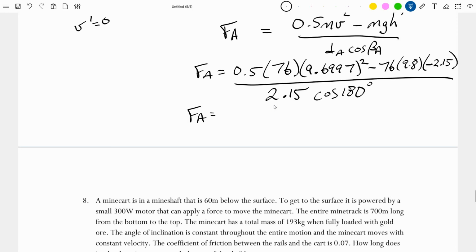Okay, 0.5. Actually, brackets. 0.5 times 76 times, actually I'll just hit answer because I think it's there. Yes, it is. So, brackets 0.5 times 76 times the answer that was sitting there, but I don't forget to square that. Subtract 76 multiplied by 9.8 multiplied by negative 2.15, close bracket. Whew. Okay, so that's my numerator. Divide by, open up brackets, 2.15 times, well, ultimately negative 1, so I'll lie and say cos 180, but I actually typed in negative 1, equals.